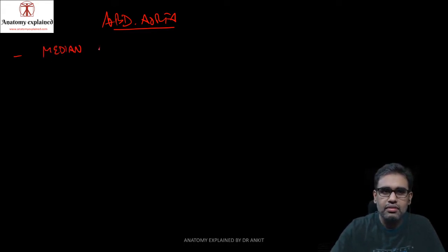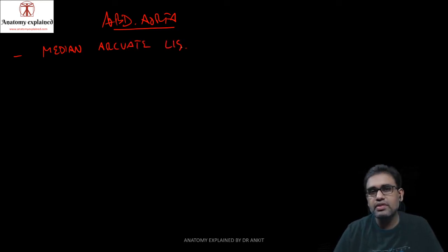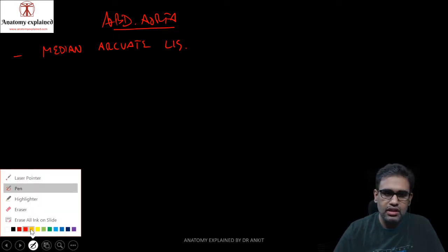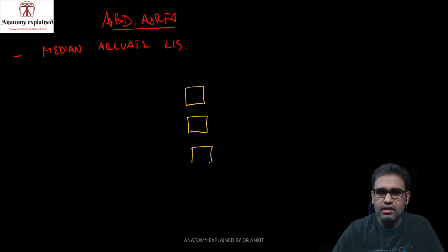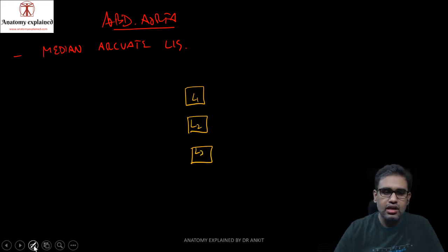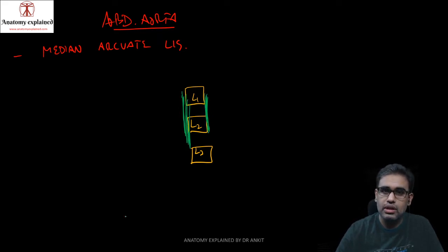So you have a median arcuate ligament. This median arcuate ligament is between the two crura of the diaphragm. The thoracoabdominal diaphragm is connected behind to the lumbar vertebrae, that is your L1, L2, L3, the upper lumbar vertebrae. On the right side, the right crus of the diaphragm is attached to the upper 3 lumbar vertebrae. On the left side, it is attached to the upper 2 lumbar vertebrae.